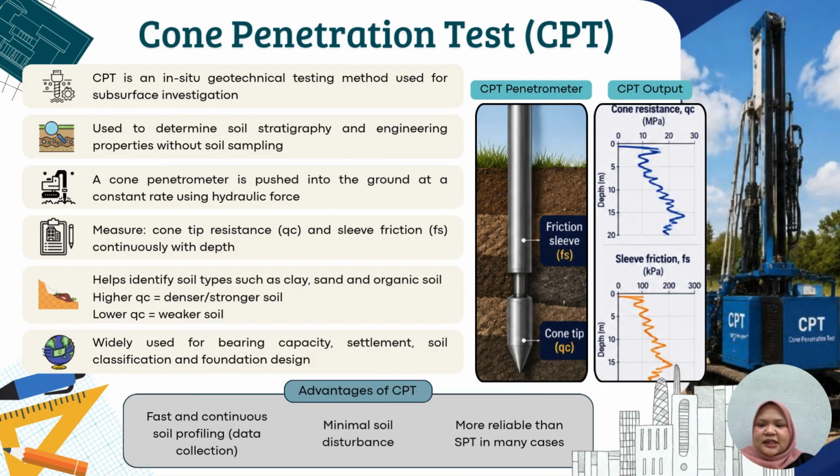The indication is that higher qc shows a denser or stronger soil, and lower qc indicates a weaker soil. This method is widely used for bearing capacity, settlement, soil classification, and also foundation design. So next are the advantages of CPT: it is fast, continuous for soil profiling, causes minimal soil disturbance, and is more reliable than SPT in many cases.